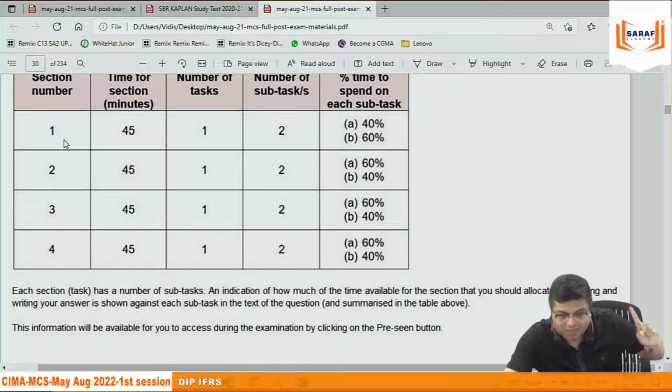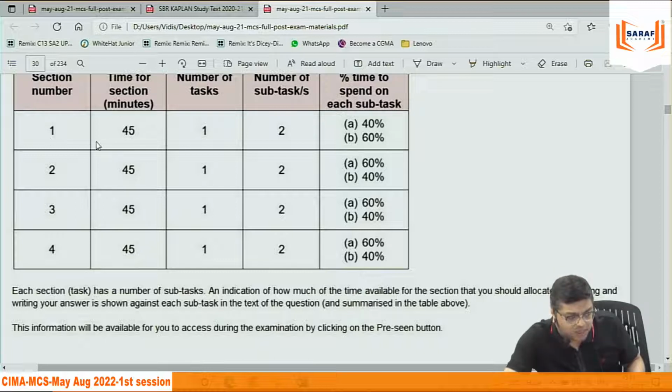Every unseen paper, there will be four sections. Section 1, section 2, section 3, section 4. Every section will be of 45 marks. That means 45 minutes. The total of all four sections is 150 marks. And out of 150 marks, a student needs to score 80 marks to pass the exam.